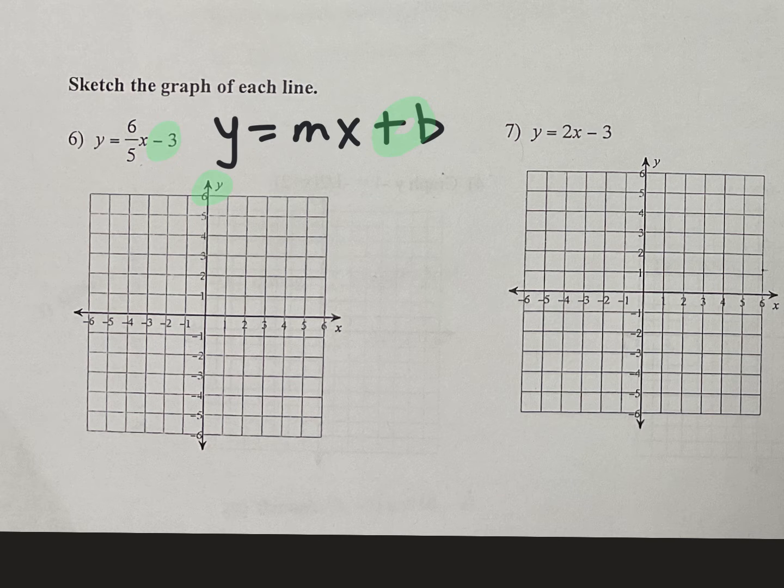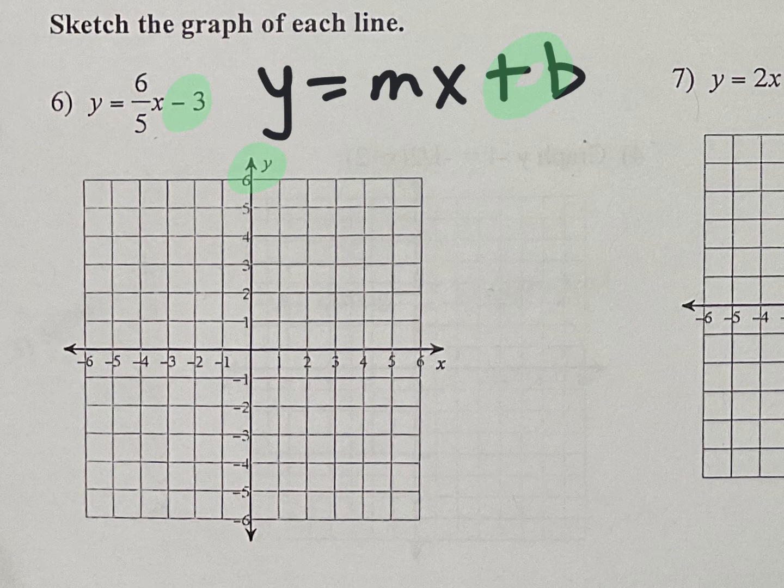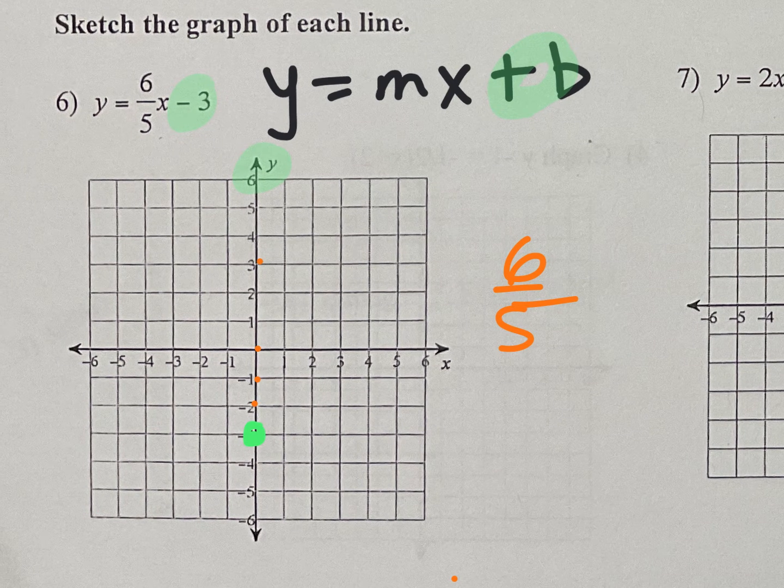You definitely need to use a ruler. Okay, where's my first dot going to go? This one's in slope-intercept form. Where's my first dot? At -3. Y equals mx plus b. All right, so then we got 6/5. So up 6, over 1, 2, 3, 4, 5, because it was two positives. And I don't have room for a third coordinate.